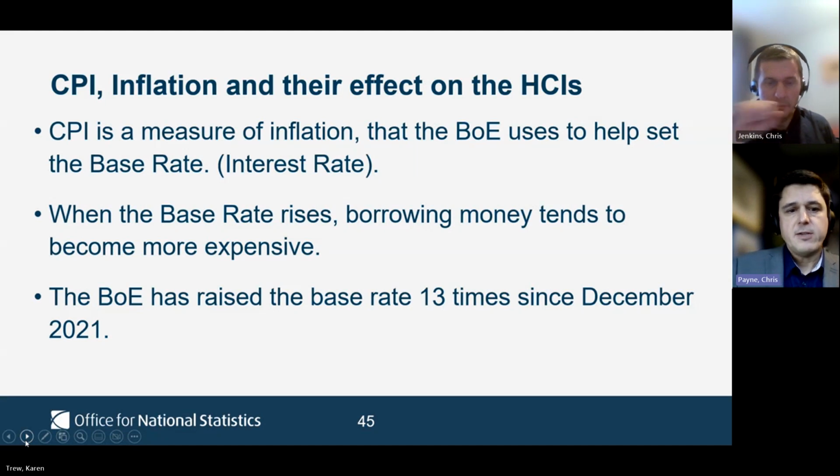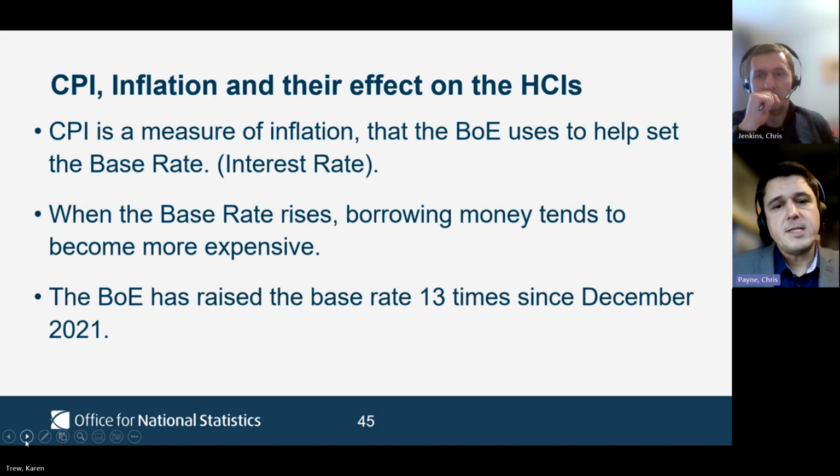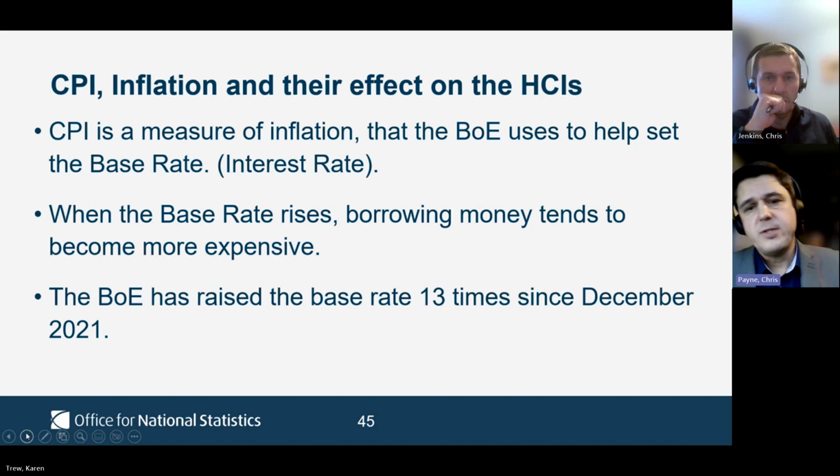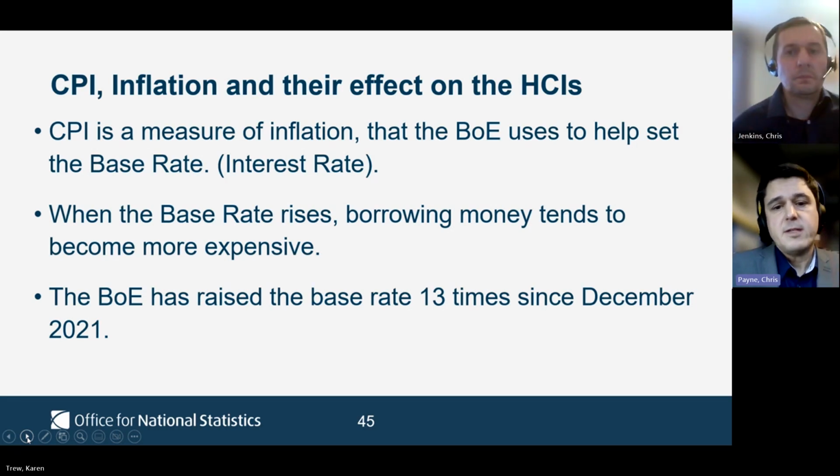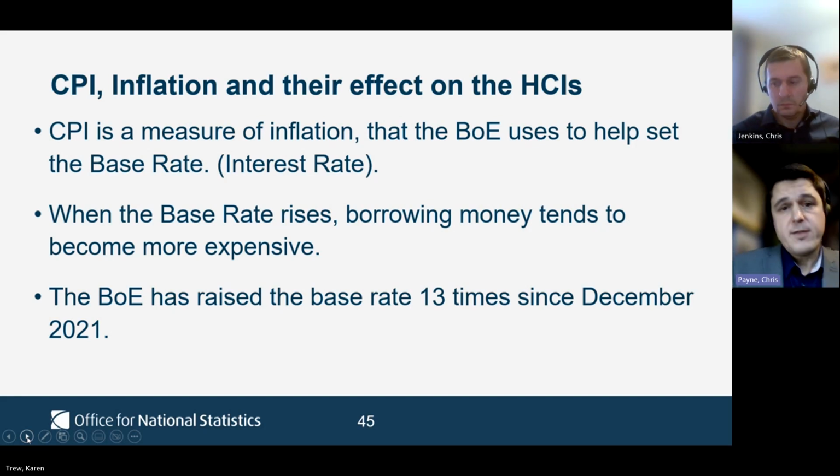So the idea, loosely, is that as the base rate increases, that feeds through to the products that loan providers will offer, for example. So it tends to make borrowing more expensive for households, but it also potentially encourages them to save. And so that will reduce demand in the economy, which hopefully will pull prices back down to the target rate. What we've seen over the last couple of years is that the Bank of England has raised the base rate 13 times in response to increasing CPI inflation. And so how has that fed through into housing?